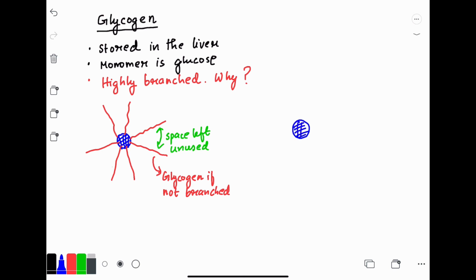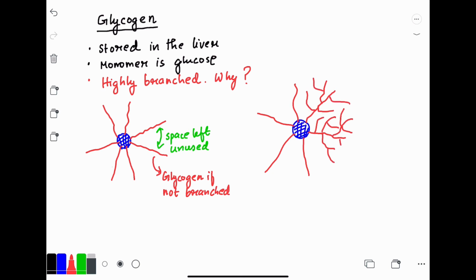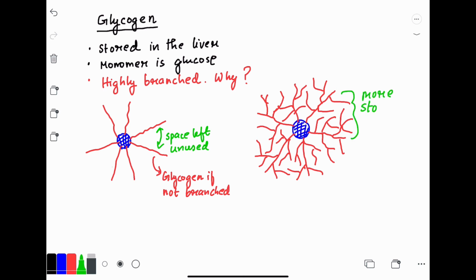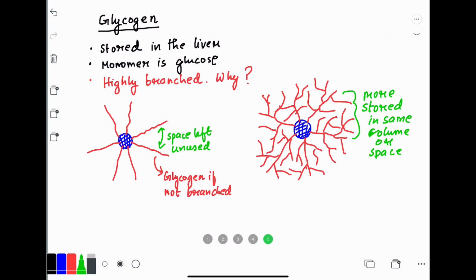Now let us see how it is actually stored. This is the core protein, and these chains are highly branched. As you can see, there is a lot of branching in these glycogen molecules. The space is getting filled, and since glycogen is a polymer of glucose, more and more glucose can be stored. The amount of glucose stored is highly increased in this form of storage. More is stored in the same space being occupied, and therefore the glycogen molecule is very highly branched.